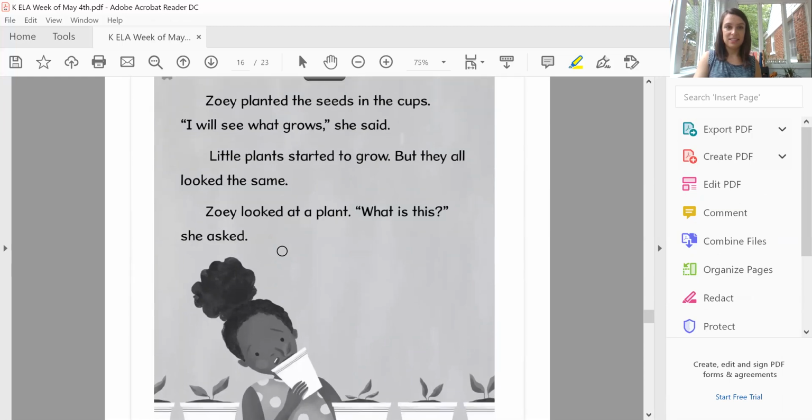Zoey planted the seeds in the cups. "I will see what grows," she said. Little plants started to grow, but they all looked the same. Are they all the same? Sometimes when plants start to grow, they might look the same because they're just tiny. They're just starting to sprout, maybe one or two leaves, so it might be hard to tell right now. Zoey looked at a plant. "What is this?" she asked.